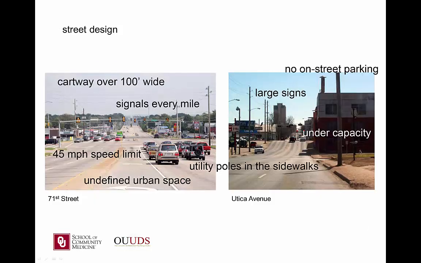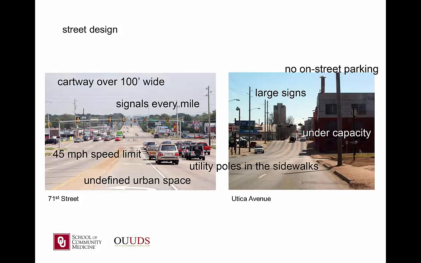Speaking of arterial streets, let's turn our attention to their design. Here are two examples, the older Utica Avenue on the right and the newer 71st Street on the left. Both have wide cartways with many lanes which make them difficult for pedestrians to cross. Traffic signals occur every mile or so, and you have to walk a long way for a protected crossing. It's either that or play Frogger with the 45-mile-an-hour traffic.